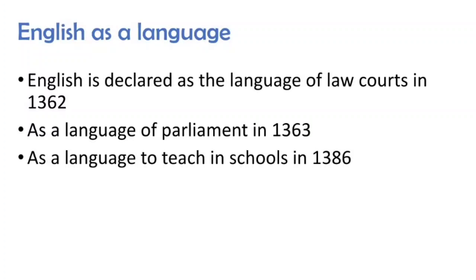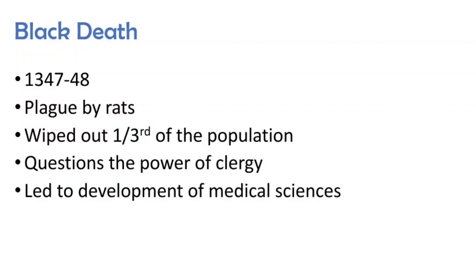As we discussed the 100 Years' War, now let us talk about the Black Death, which happened in 1348 and 49. It was actually a plague caused by rats, and the plague wiped out around one third of the population of England at that time. The plague reappeared in 1362, 1367 and 1370.